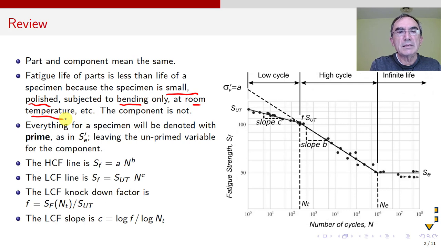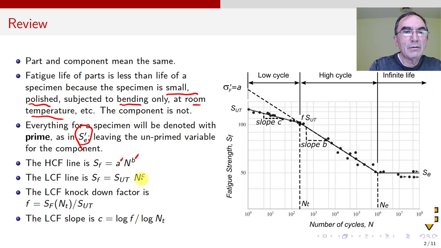Everything for a specimen will be denoted with a prime, like here, like SE prime. I didn't put the prime before, and sometimes I don't put the prime on the drawings, because why make 2 drawings if all the equations are basically the same? You just have to remember that if it's a specimen, then you put the prime. So these equations down here, right now in this presentation, are for a specimen. Okay, so that means there should be a prime there and a prime there. It's not that I forgot. But why bother? I don't want to remember 2 equations. Just remember 1 equation, and if it's a specimen, we call it prime.